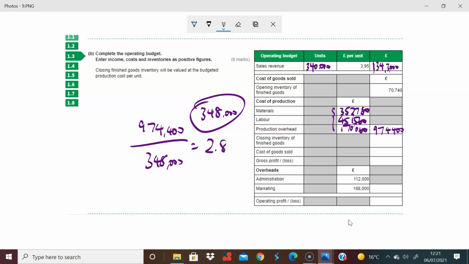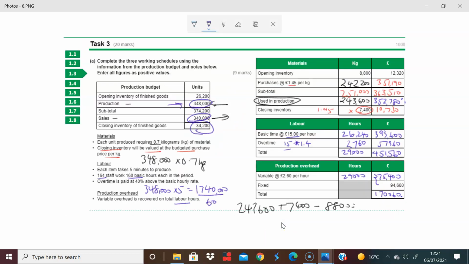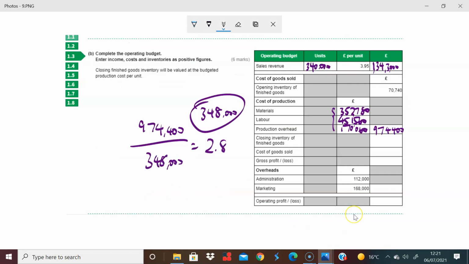So now my actual closing inventory of products is given to me as 34,200. Therefore, 34,200 times 2.8 gives you 95,760. You just had to go that one step. This is your closing inventory of units, but this is the actual cost, because that closing inventory is out of the goods you did produce.